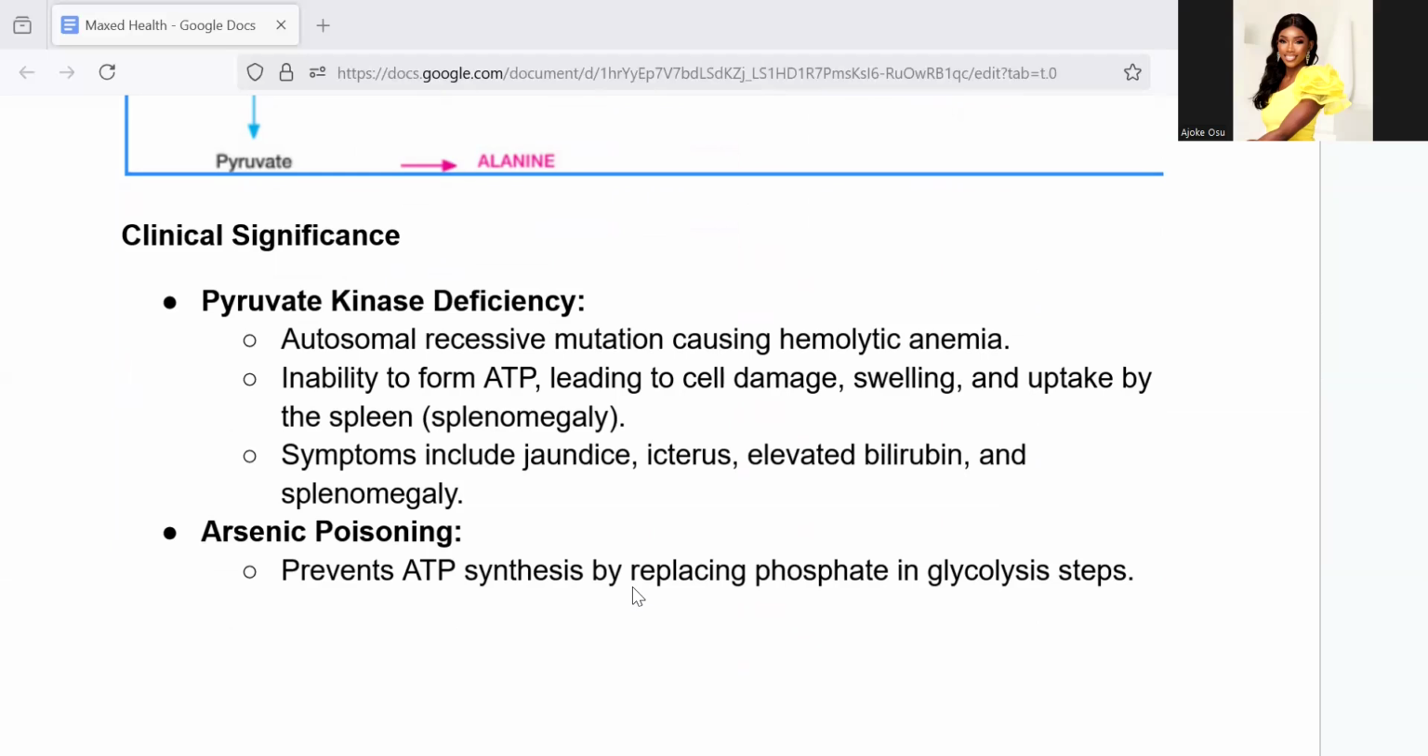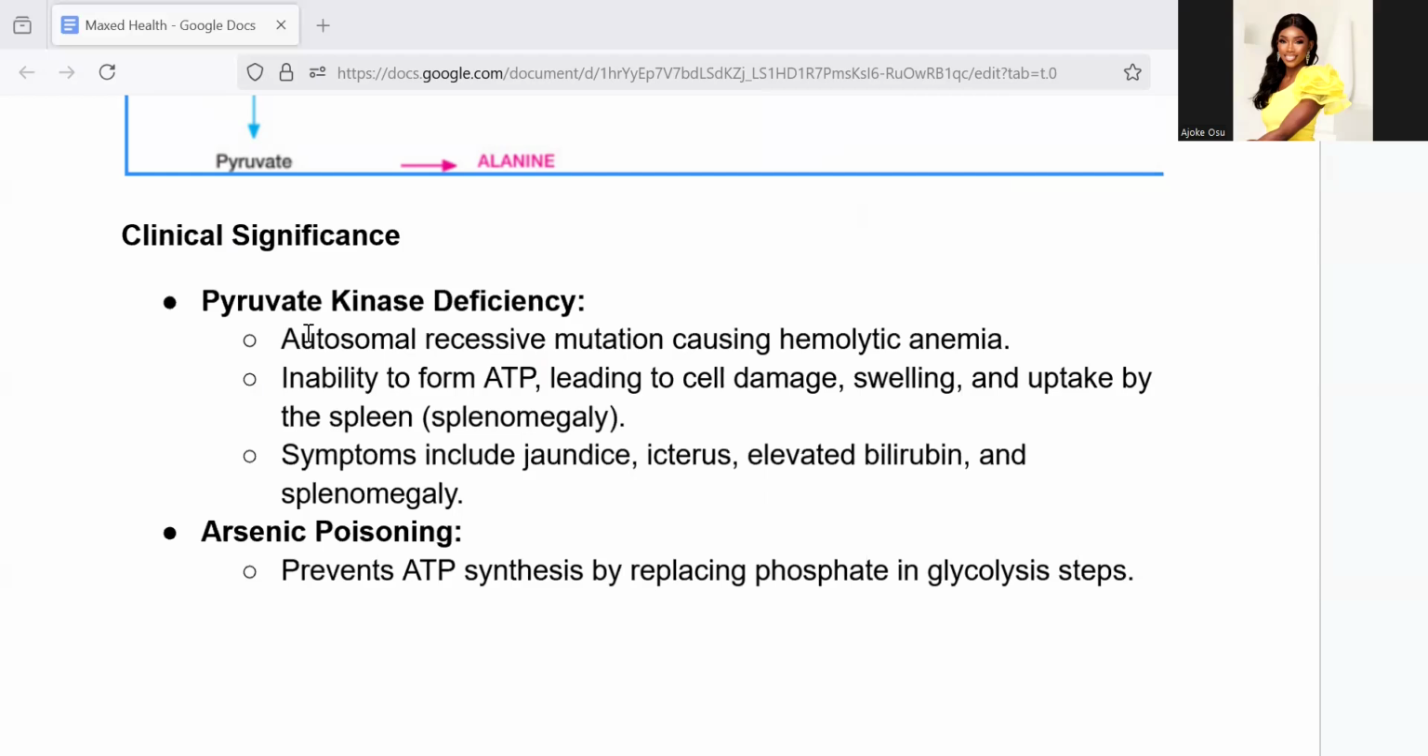Pyruvate kinase deficiency is an autosomal recessive mutation that causes hemolytic anemia. So there is an inability to form ATP, which causes cell damage. Cells can become swollen and are taken up by the spleen, causing splenomegaly. The signs and symptoms include jaundice, icterus, elevated bilirubin, and splenomegaly. You also have arsenic poisoning that prevents ATP synthesis because arsenic takes the place of phosphates in the steps of glycolysis.